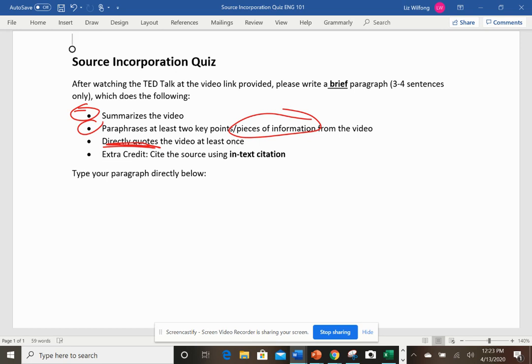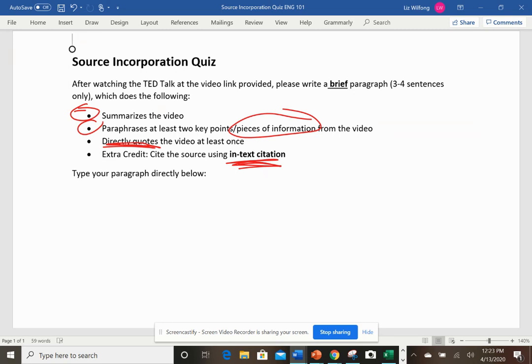Okay. And then I know we haven't talked about this yet, but it's for extra credit, and you don't get penalized if you get it wrong. But if you get it right, you get extra credit. So you might as well just try, right? If you can cite this video correctly using in-text citation, okay, then I will give you extra credit. If you get it wrong, nothing bad happens to you. Just try, right? But if you happen to get it right, then boom, extra credit.